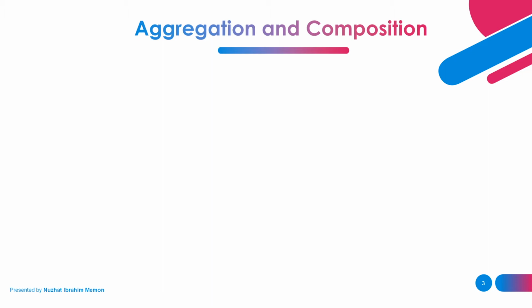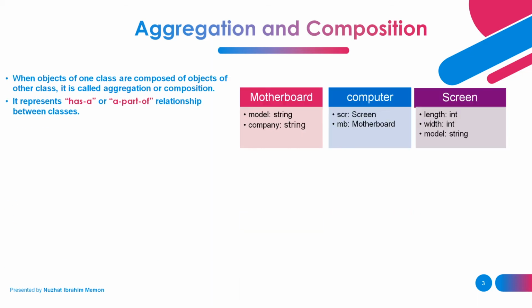In real life, complex objects are often built from simpler objects. For example, a personal computer is built from a CPU, a motherboard, keyboard, mouse, memory, monitor screen and other parts. Here, I can say a motherboard is a part of computer, or I can say that the computer has a motherboard. In the same way, I can say that the computer has a screen.